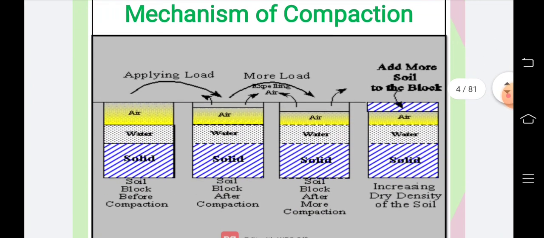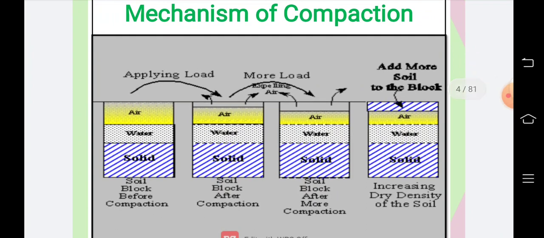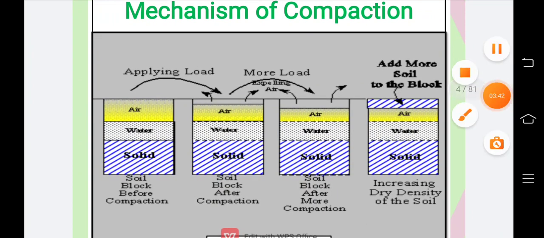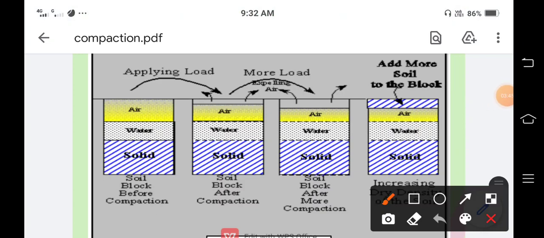So how is this mechanism of compaction achieved? By this diagram we show that. This is the first diagram, the soil block before compaction. In its initial state it consists of air, water and solid. Then by application of the load, its volume goes on reducing. Initially it is at this stage, and due to application of the load, it comes down. That is air, water and solid. So that is the soil after compaction.